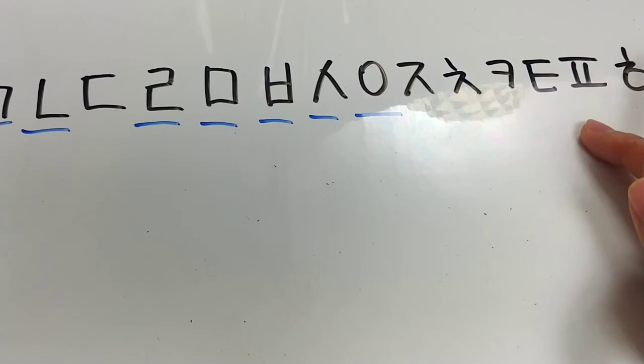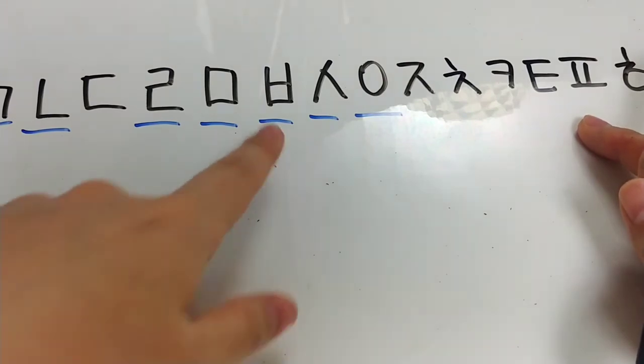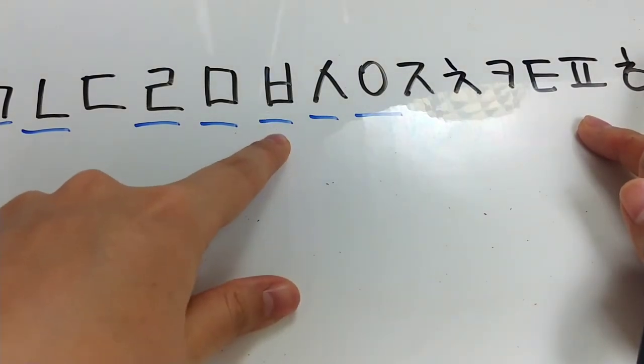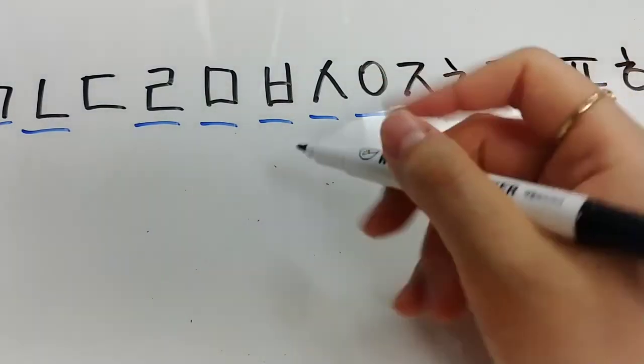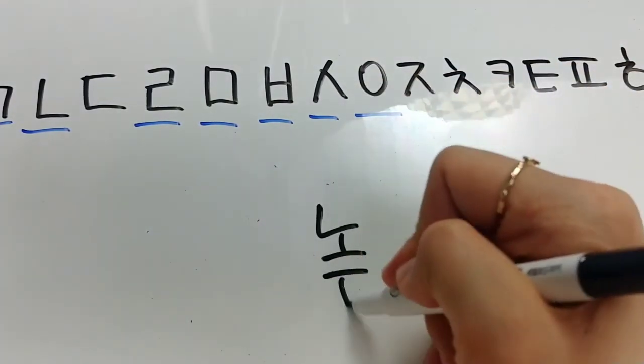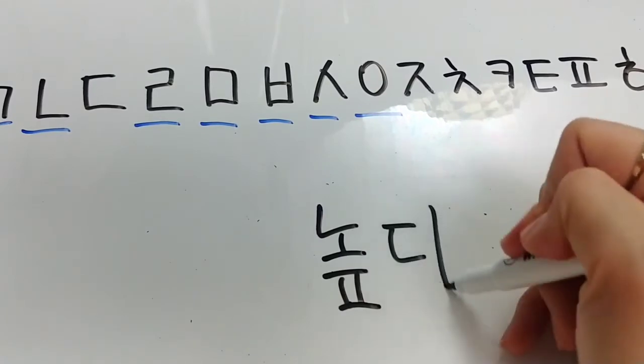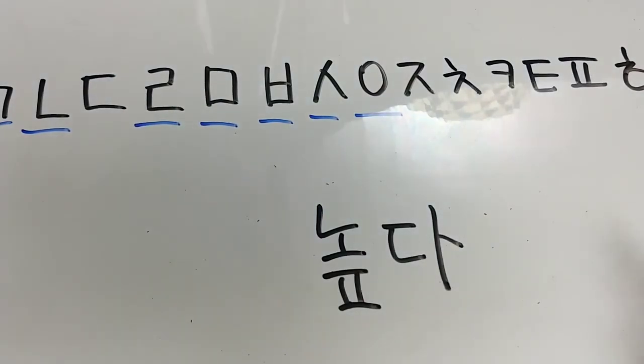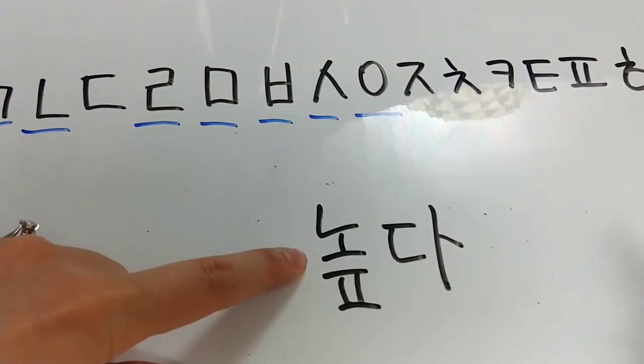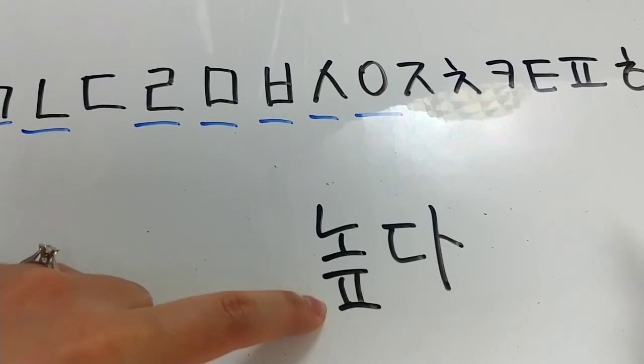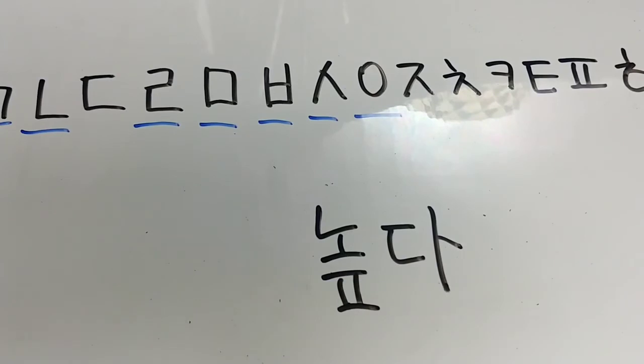And this consonant is 피읍. So when it comes to the 받침, it sounds like 읍. Very similar to 비읍, 피읍. So for example, how can we read this? This is 니은 오, so 노, and 피읍, so it's 높다. 높다 means high.